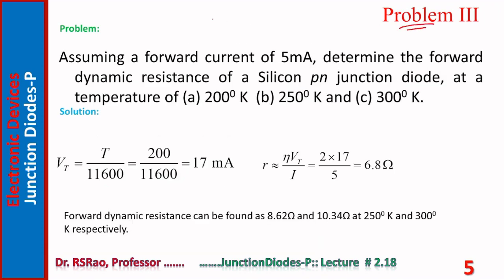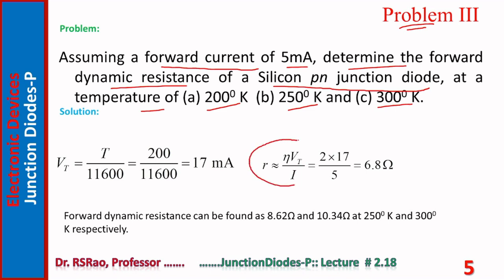Another problem, problem 3. Assuming a forward current of 5 milliamperes, determine forward dynamic resistance of a silicon PN junction diode at a temperature of 200 degree Kelvin, 250 degree Kelvin, 300 degree Kelvin. Forward dynamic resistance is given by this formula, R equal to eta Vt by I. For silicon, eta is 2.